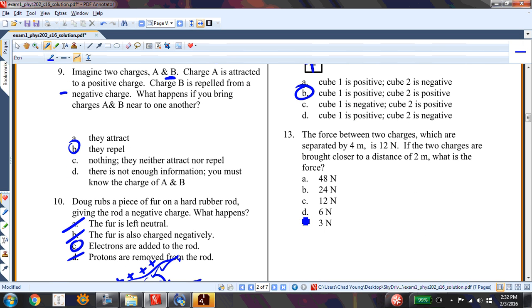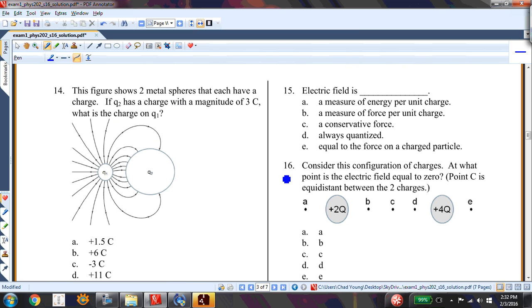The force between two charges, which are separated by 4 meters, is 12 newtons. What if I bring them closer to 2 meters? All right, well, this is kQ over r squared. If I have this, I'm going to have 4 times the force. It was 12 newtons, now it's going to be 48 newtons.